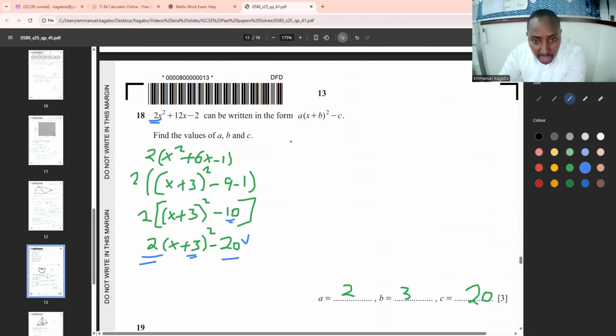Some questions in the exam, they can even ask you to find the maximum or the minimum point. If they ask you for the vertex, in case they ask you that, it will be -3, -20.